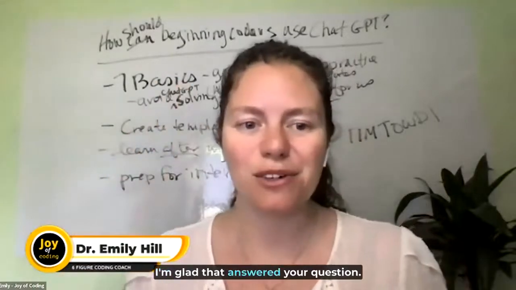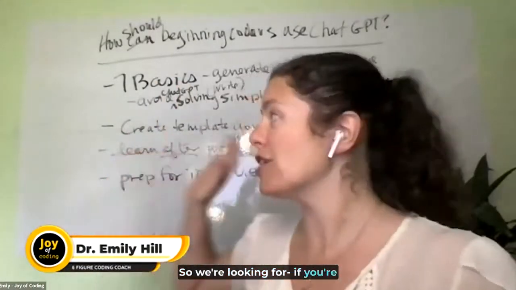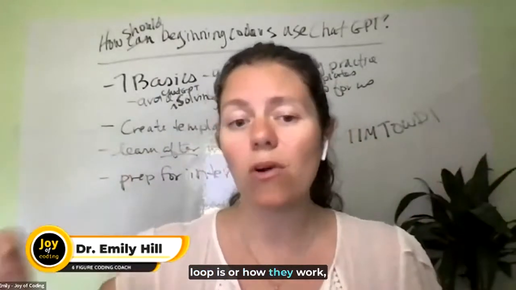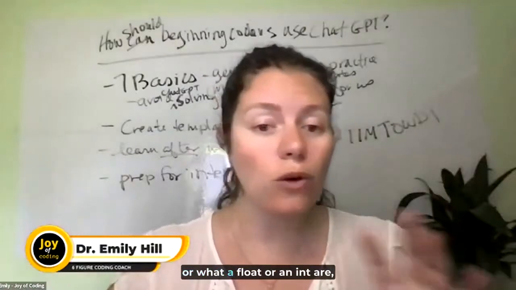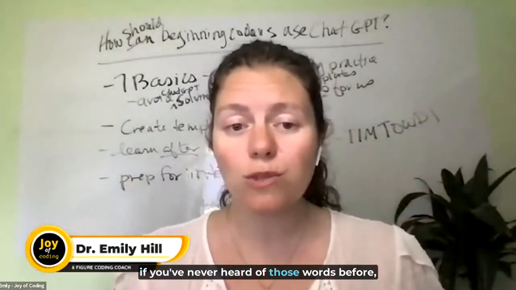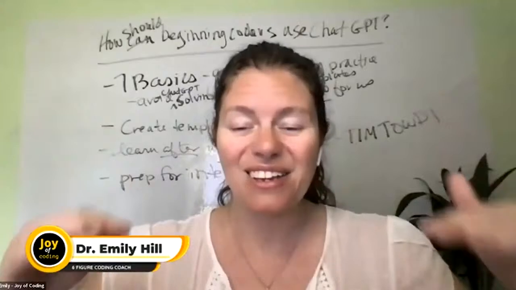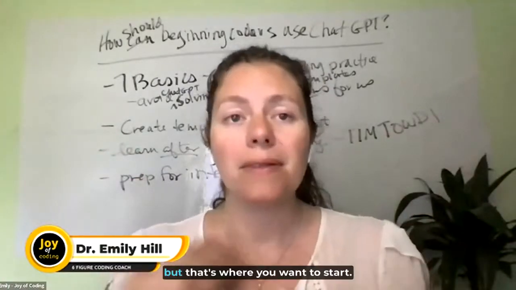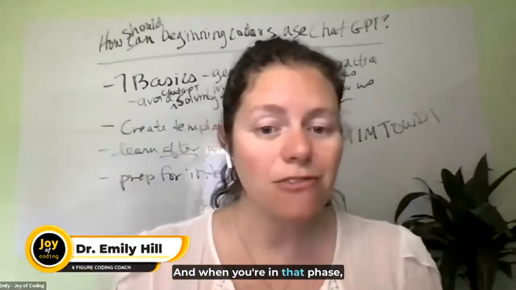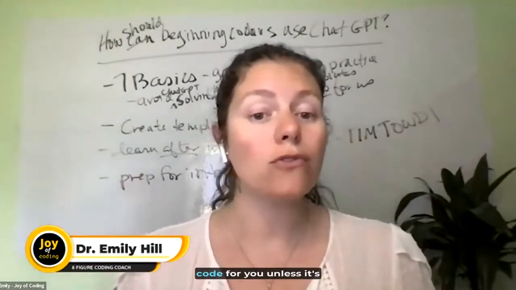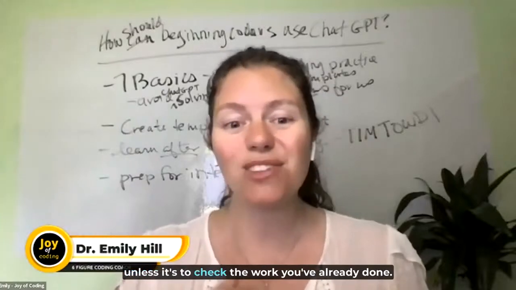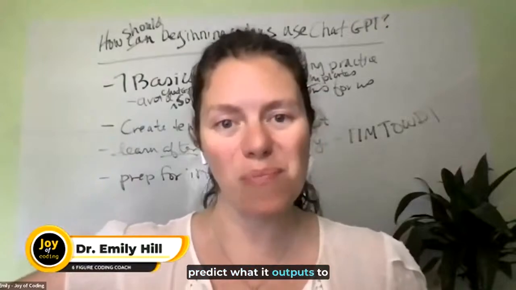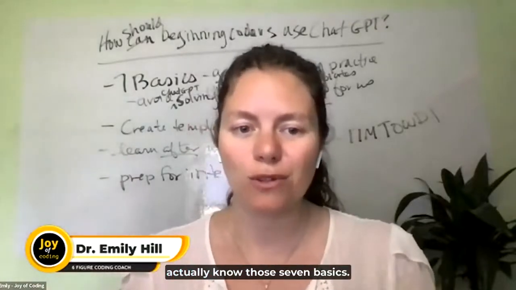Awesome, Katrina. I'm glad that answered your question. So if you're in 7 Basics land, if you don't know how to code yet, if you don't know what a for loop is or how they work or how to write your own functions or what a float or an int are, if you've never heard of those words before, you're in 7 Basics land. You need to master those 7 basics of problem solving in any coding language. I recommend Python, but that's where you want to start. And when you're in that phase, you do not want ChatGPT writing code for you unless it's to check the work that you've already done. You want to be using ChatGPT though to write code you can read and predict what it outputs, to assure yourself that you actually know those 7 basics.